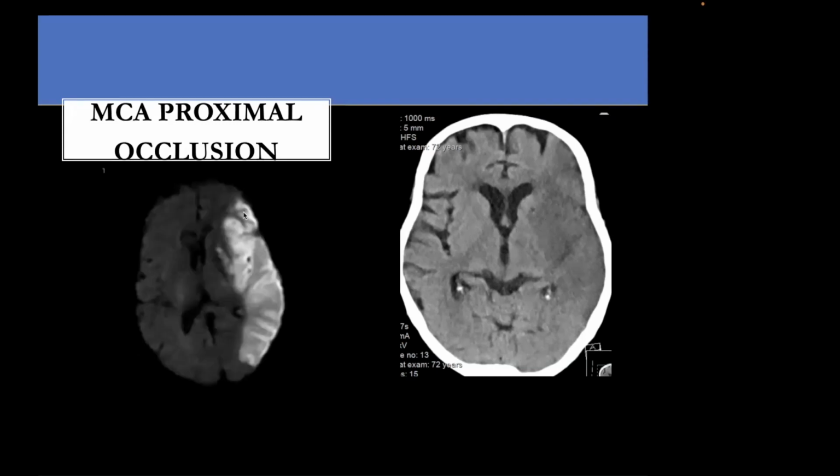This is an MCA infarct, as you might see it. This is a full territory MCA occlusion involving the basal ganglia. This is due to the lenticulostriate branches that arise from the M1 segment, sparing of the caudate head.